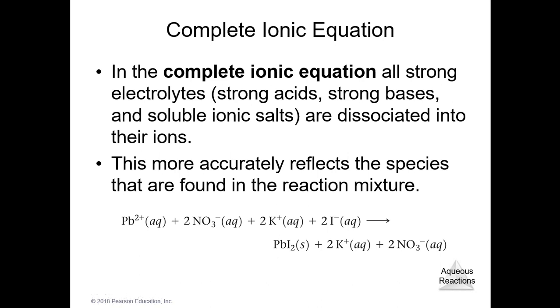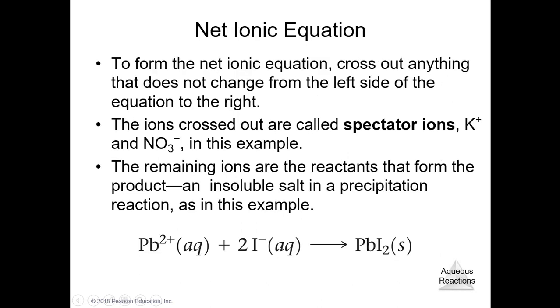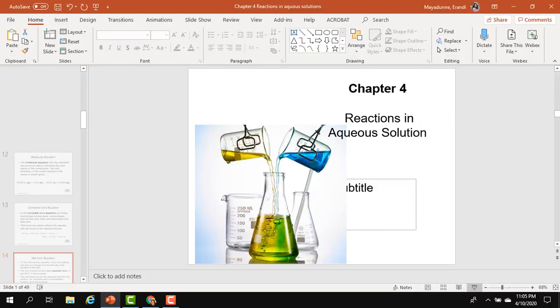So this is why you call it the complete ionic equation. And then you go to net ionic. In the net ionic equation, if you see the same ion on both sides, you cancel it out. Nitrate, nitrate cancel because it's on both sides. Potassium, potassium cancel out. And then you have lead and iodide giving lead iodide. So this is how you write the net ionic equation.